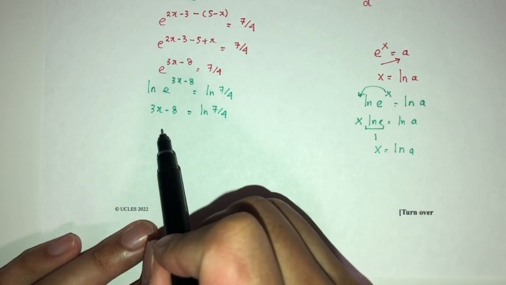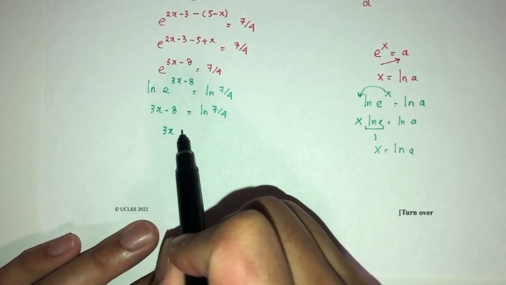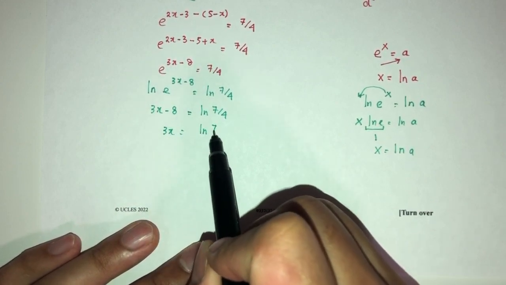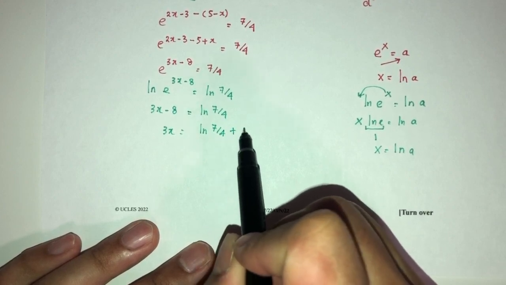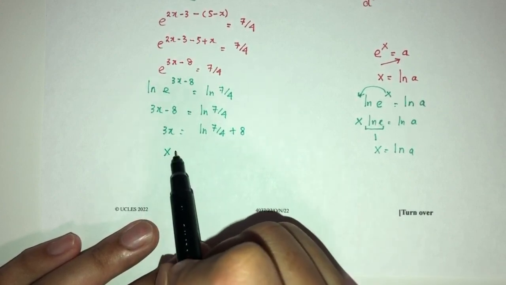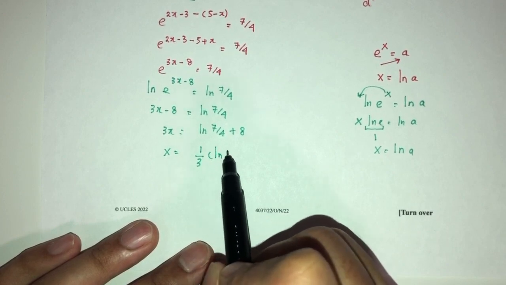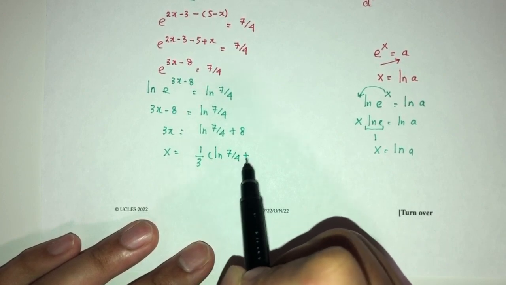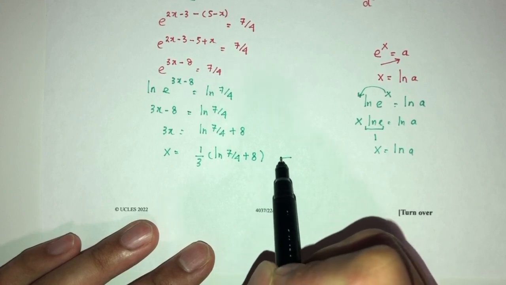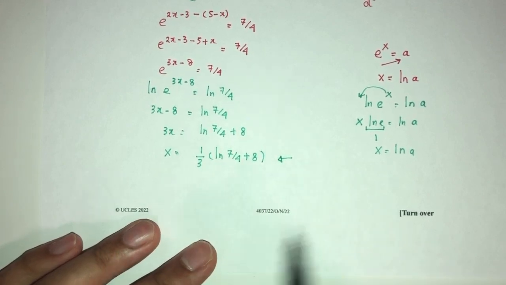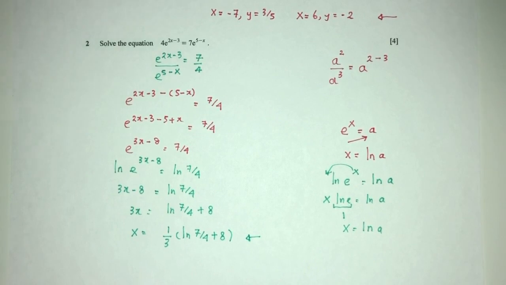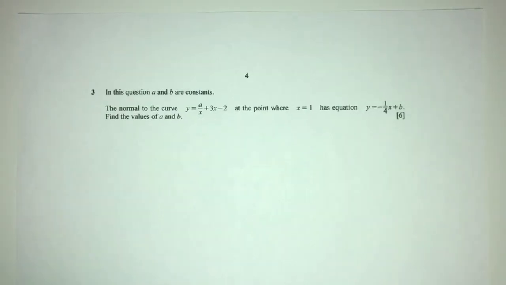So finally, we have what? 3x is ln 7 over 4 plus 8, and x will be 1 over 3 times ln 7 over 4 plus 8. This is the exact value of x in this equation. And that is your question number 2. Now let's move on to question number 3.